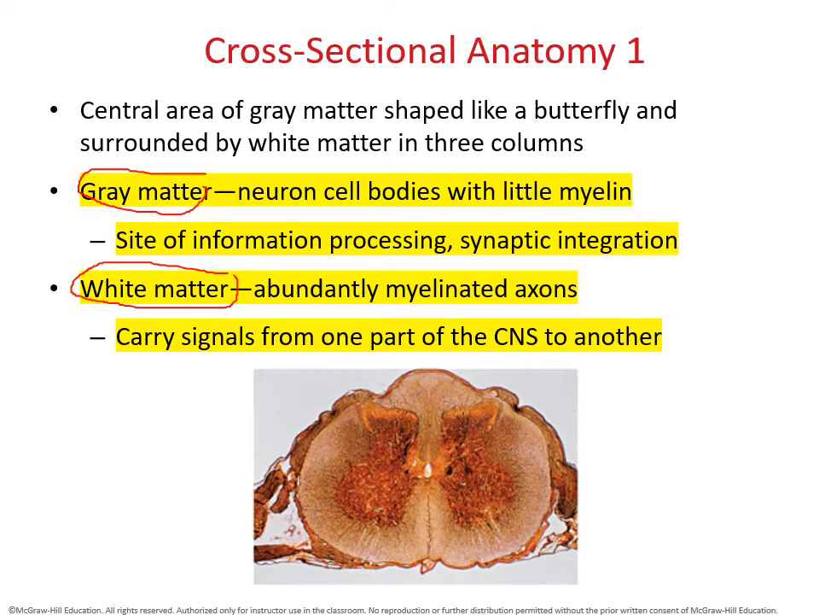So as you can see right here, the gray matter is going to be the area where you have a concentration of the neuron cell bodies. So this is where you're going to have the soma and the nucleus of the neurons. As you can imagine, lots of information processing. The neurons are synaptically integrating with each other. The white matter is going to get its shade because it's full of myelinated axons.